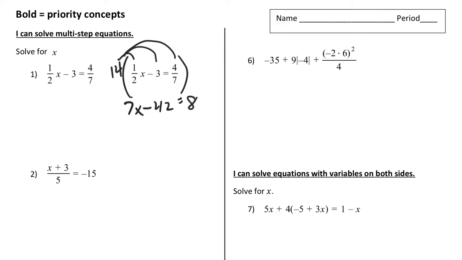Okay, so then I would add 42 to both sides, and 7x equals, what, 50? So x is going to be 50 over 7. I'm okay with improper fractions. That would be all right. Okay, next.